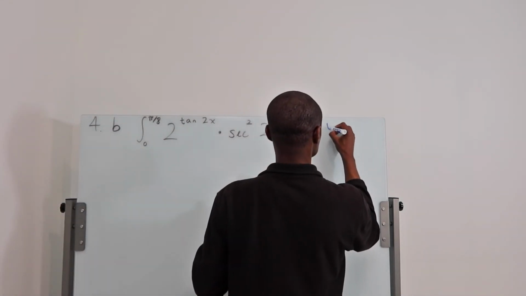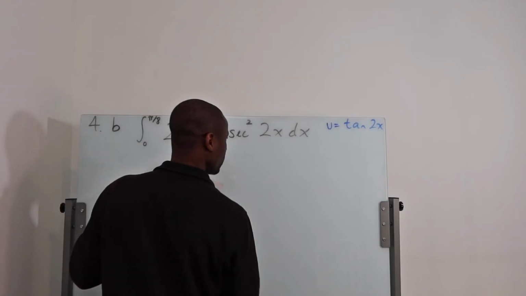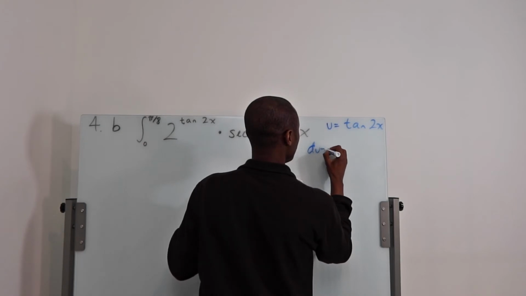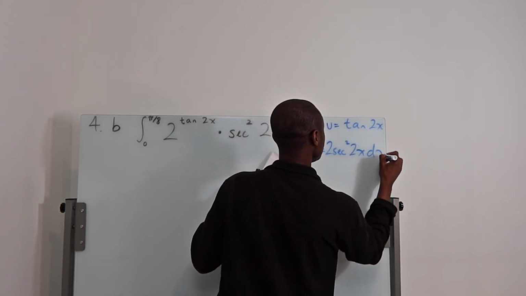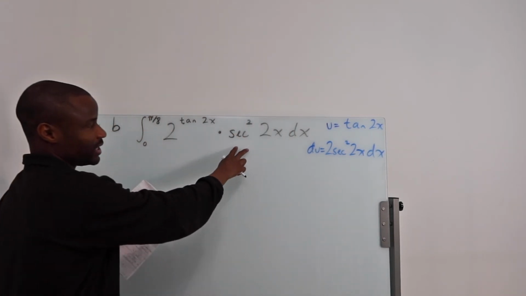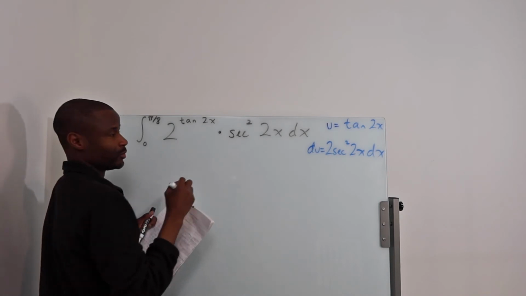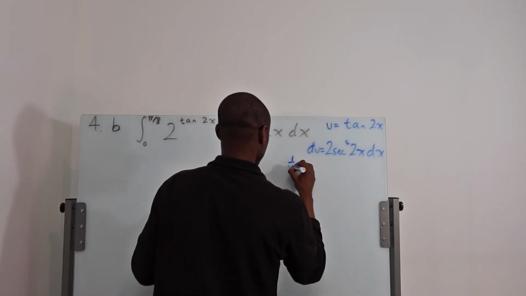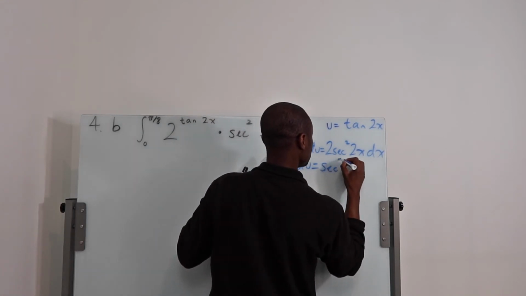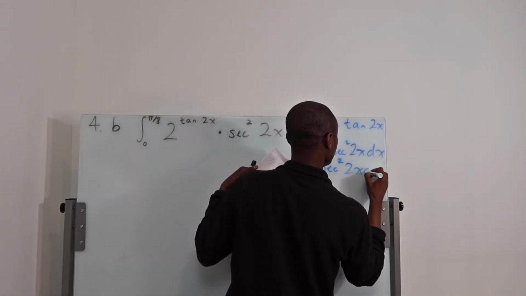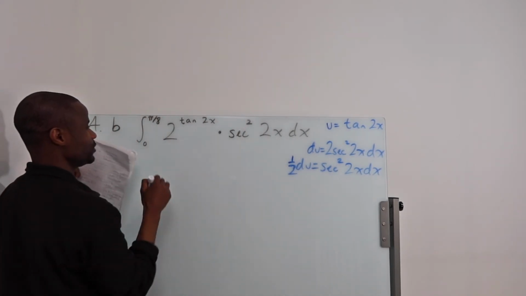Let's make u equal to the tangent of 2x. So du is going to be 2 secant squared 2x dx. So we almost have that. We just don't want the 2. We want 1 secant squared 2x dx. Just divide by 2. So half du equals secant squared 2x dx. That's what we have here. That's our half du, and this is 2 to the u.